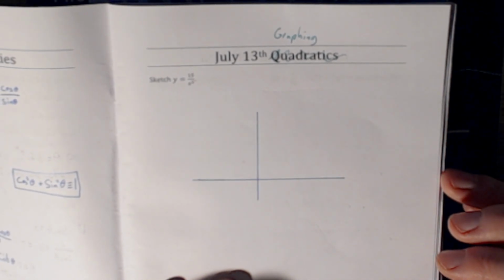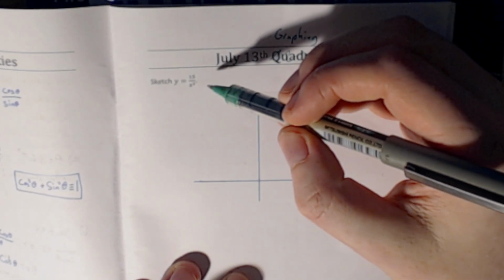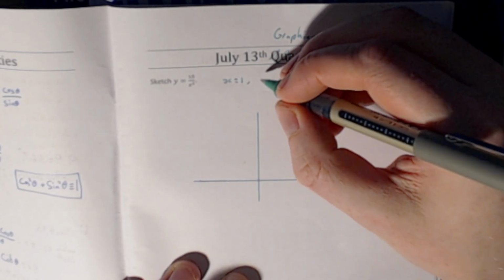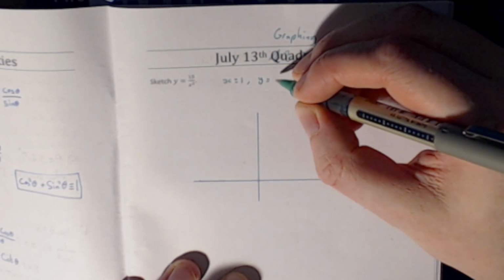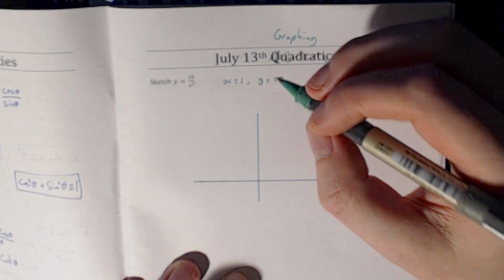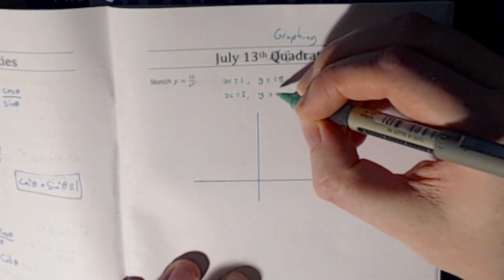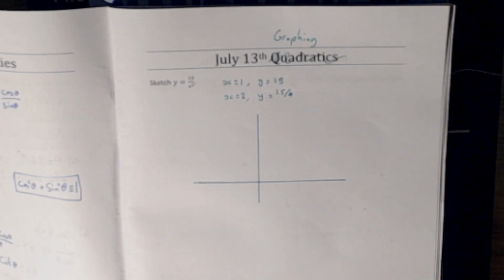Now, if we're not sure what this looks like, so we have covered this in class, but a good way to help us, if we're not sure exactly what a graph will look like, is put in a couple of points to try and help us out. So the first one we could try is x is equal to 1. And we can see if we put x equals 1 in there, we get y is equal to 15. Then if we put x equal to 2, we see that y is going to get a bit smaller, it's going to be equal to 15 over 4, which is about 3.75, I think.